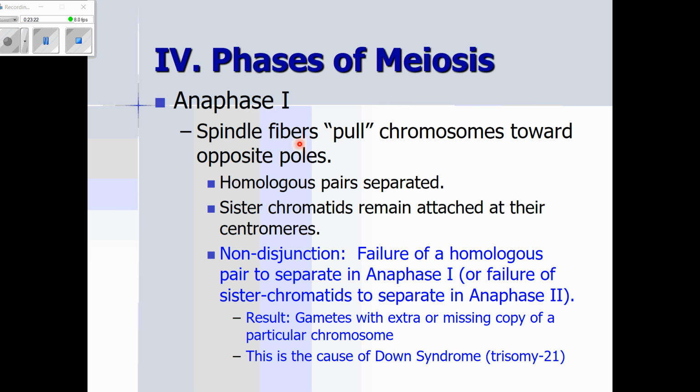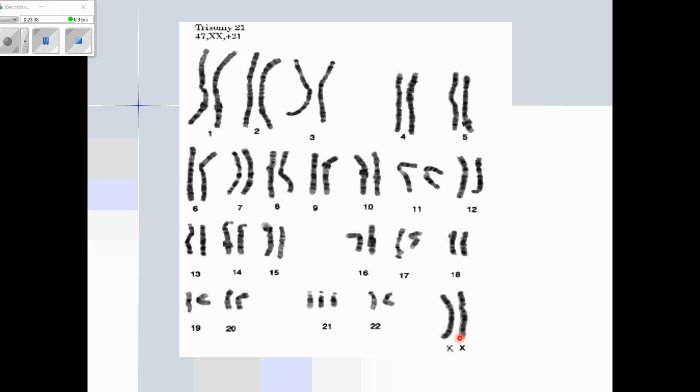So what's the result of that? Sperm cells or egg cells that either have one too many chromosomes or are missing a chromosome. And one of the most famous examples of this is Down syndrome, sometimes known as trisomy 21. Here is a human karyotype of a person who suffers from Down syndrome. Notice two chromosome number 1s, two number 2s, two number 3s, two number 4s, two of each chromosome, except chromosome number 21, there should be 2 copies, but there's 3 copies.